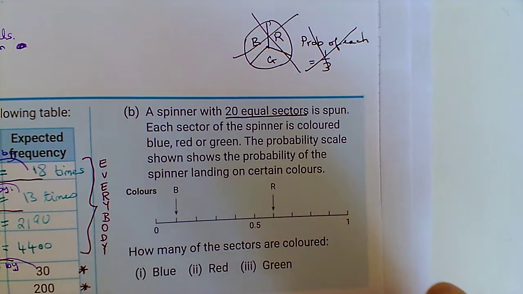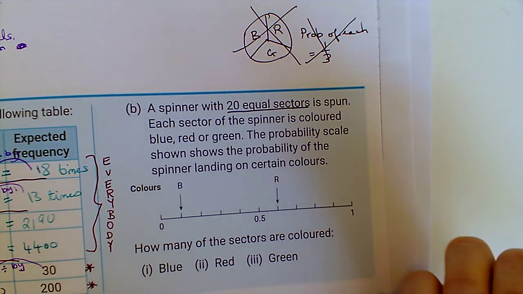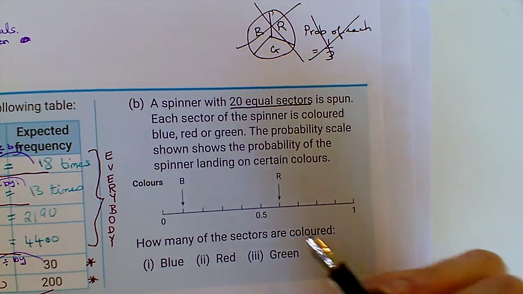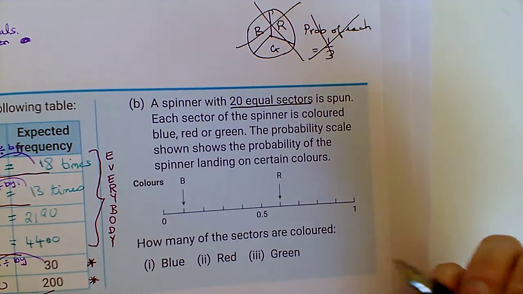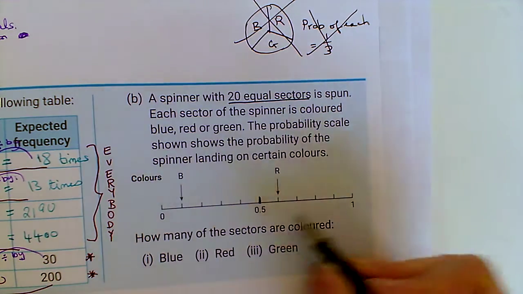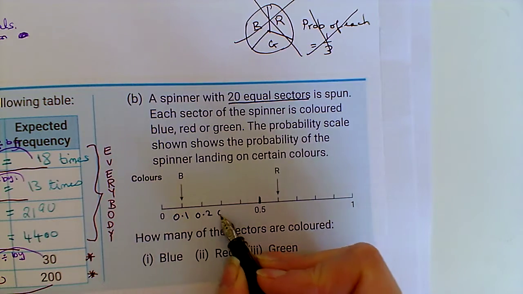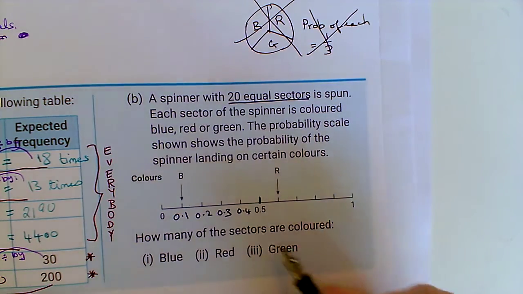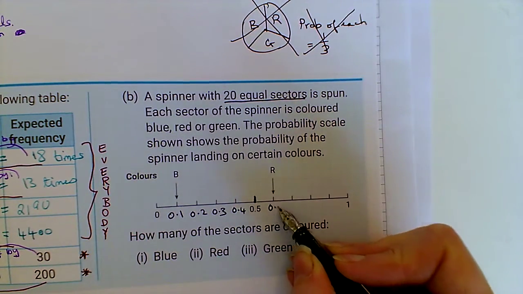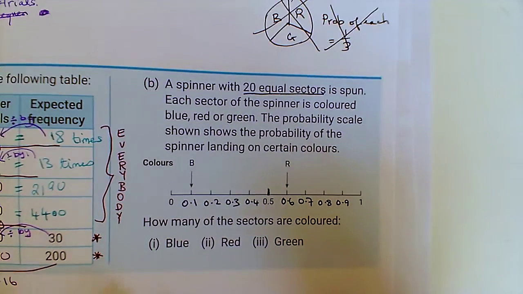A spinner with 20 equal sectors is spun, and each sector is coloured blue, red or green. So we don't know how many of them are blue, red, or green. But the probability scale shows us the probability of each of them. Now they've filled in only part of the probability scale, so let's do the rest. That's 0.1, 0.2, 0.3, 0.4, 0.5 is done, 0.6, 0.7, 0.8 and 0.9.